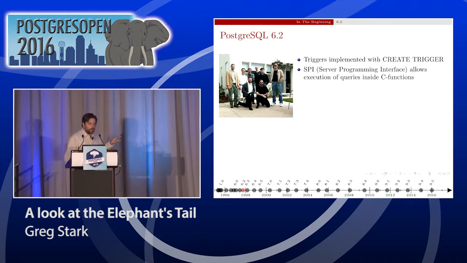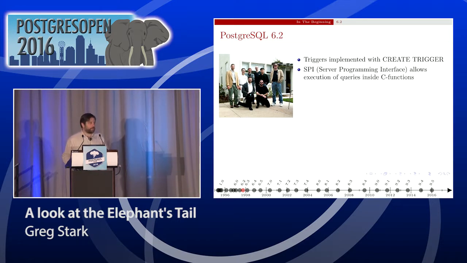Two of those people, Jan Wieck and Bruce Momjian, were amongst the first people to begin working on Postgres, and they're still involved today. Bruce is here. I'm not sure if Jan is actually here, but he's still very much involved in Postgres development. Tom Lane joined soon thereafter. Tom Lane is on the right there. Bruce is in the front on the left, and Jan Wieck is in the back.